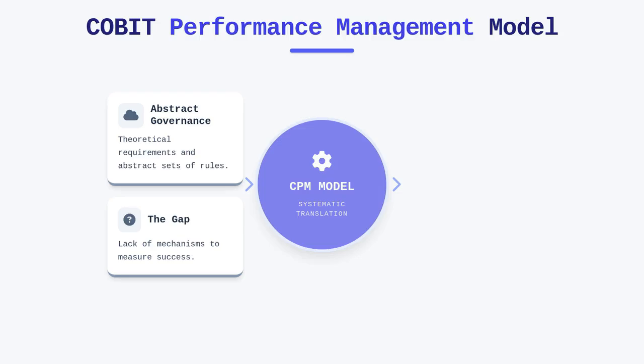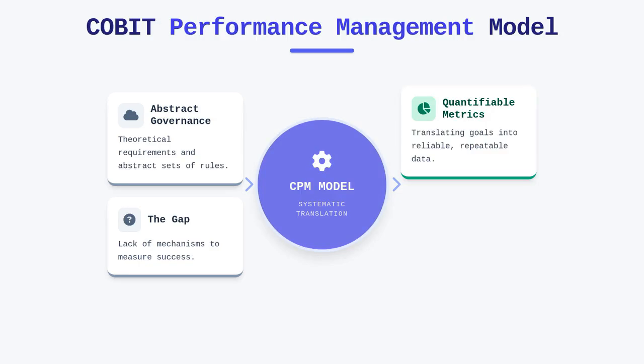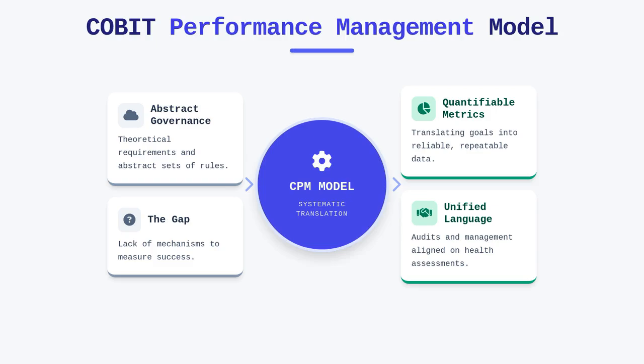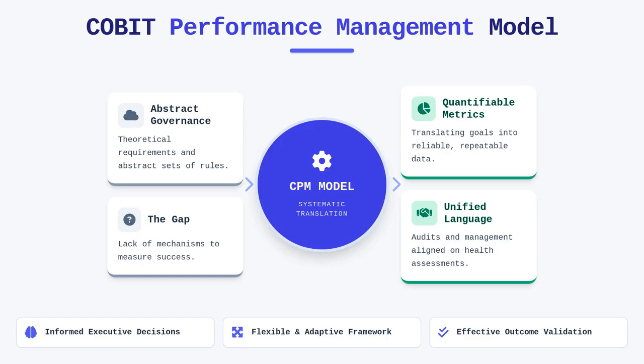The CPM model provides a systematic way to determine whether a process is merely present or if it is effectively achieving its intended outcome. It establishes a set of rules that allow for reliable and repeatable assessments across the enterprise. By standardizing these measurements, COBIT ensures that internal audits and management reviews speak the same language when assessing the health of a governance system. This is not about administrative overhead. It is about providing the data necessary for informed decision-making at the executive level. The model is intentionally flexible, supporting various assessment methodologies, which means you can apply it regardless of your existing oversight structure.